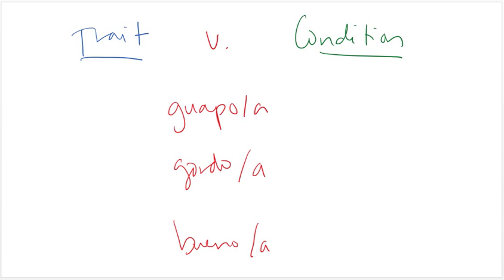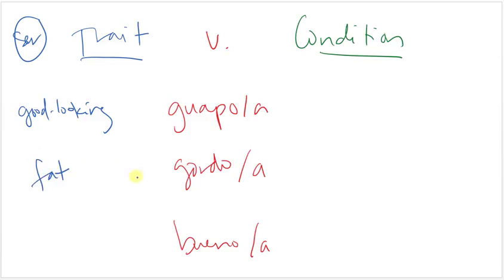Okay, there are a couple of things that you want to keep in mind when you're using ser versus estar. So, different adjectives can mean different things. When you're using ser, if you say somebody is guapo or guapa, that means that they are good looking always. Like, that is an inherent trait of that person. They are always good looking. If you say somebody is gordo or gorda, you are definitely saying that they are fat, and that is something that they always are.